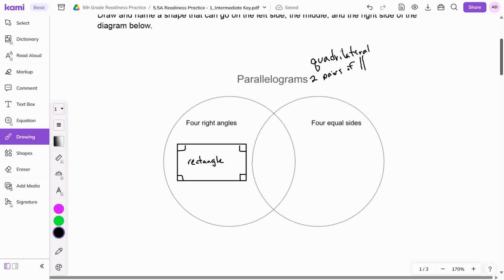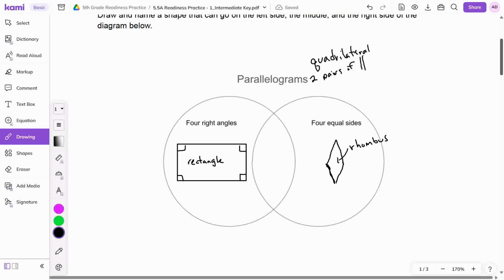Now I need a four-sided shape that has equal sides, but not necessarily four right angles. That's going to go in the middle. So I'm going to draw, and I'll try my hardest to draw it without using the straight lines. And it's going to be that. This is supposed to be a rhombus. A rhombus has four equal sides. Okay, so a rhombus could work there.